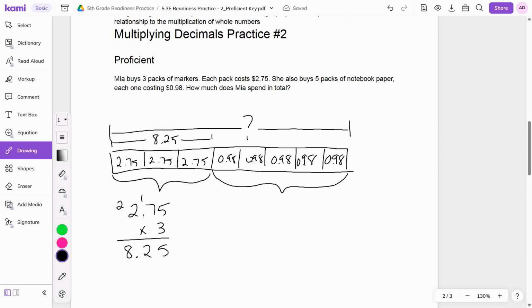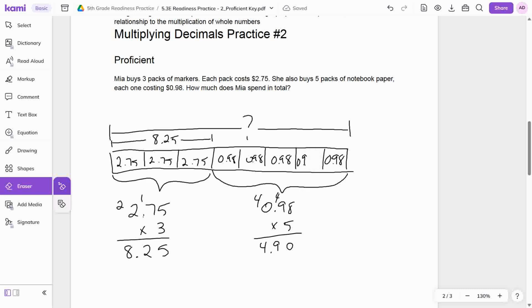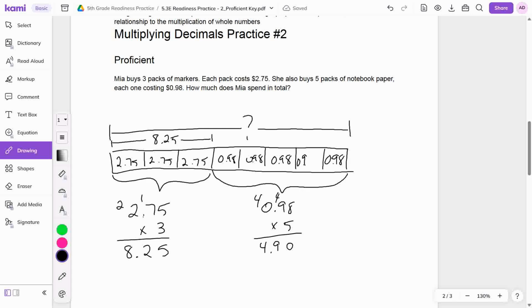Now let's do my 98 cents times 5. So that's 40. And that is 45, 49. And there's my 4. 2 digits behind the decimal. This one makes a lot of sense that 98 cents is almost $1. And so $5 would be 5 ones. And that 490 is really close to the $5. So that makes sense there. So this is going to be my 4.90. Now what I need to do is just add these two.